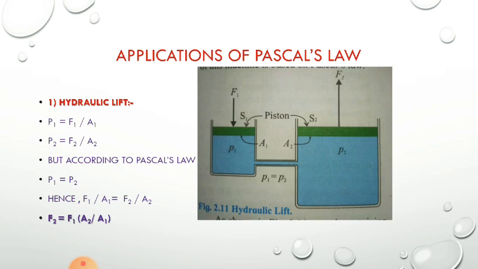As A2, the area of the second piston, is greater than A1, the area of the first piston, F2 is much greater than F1. So if we apply a very small force F1, it will exert a large amount of force F2 at the other end. And the object which is kept above it will be lifted in the upward direction. And that is the principle of the hydraulic lift, which is based on Pascal's law.